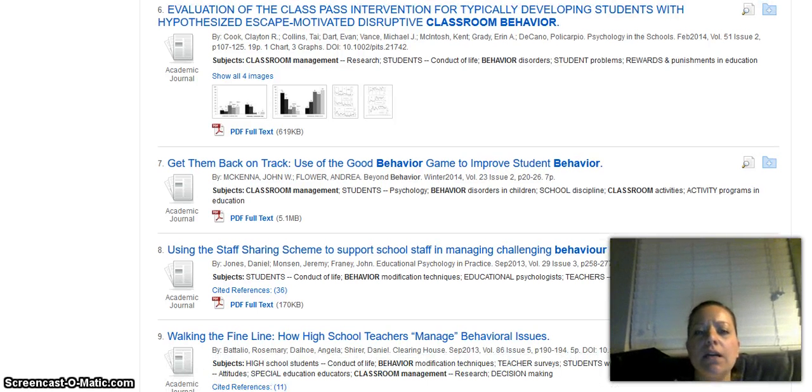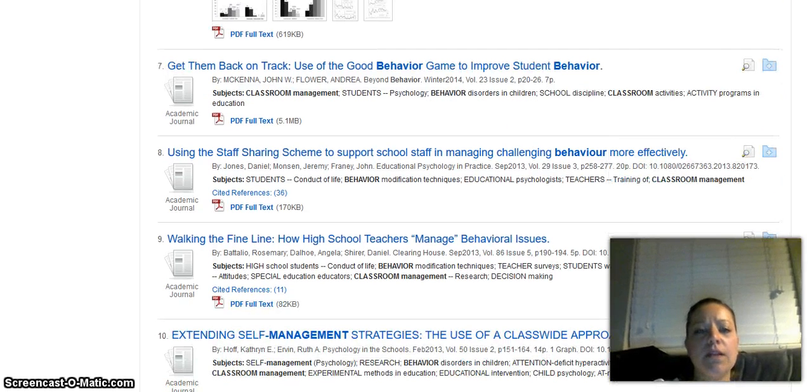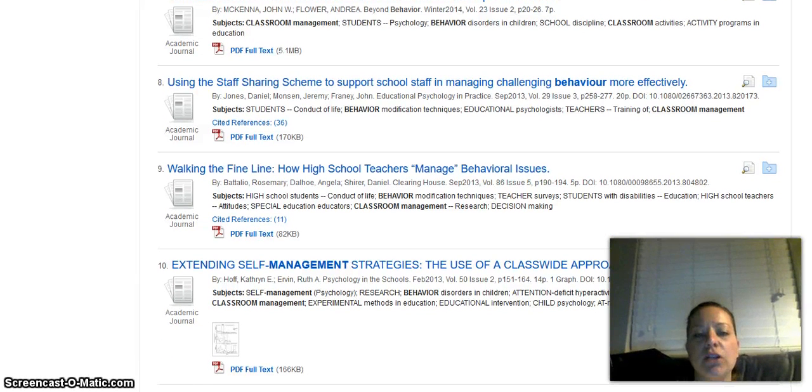Kind of how I'm organizing this is general classroom and behavior management, and then I see a lot of specific programs. So what I'm looking at is categorizing them into those two items, and they pretty much all fall into that area. And then number 7 is "Get Them Back on Track," the use of the good behavior game. So again, that would go to the specific program. Using the staff sharing scheme to support school staff in managing challenging behavior more effectively. Again, it sounds like the staff sharing scheme is a specific program, so that would go into that category.